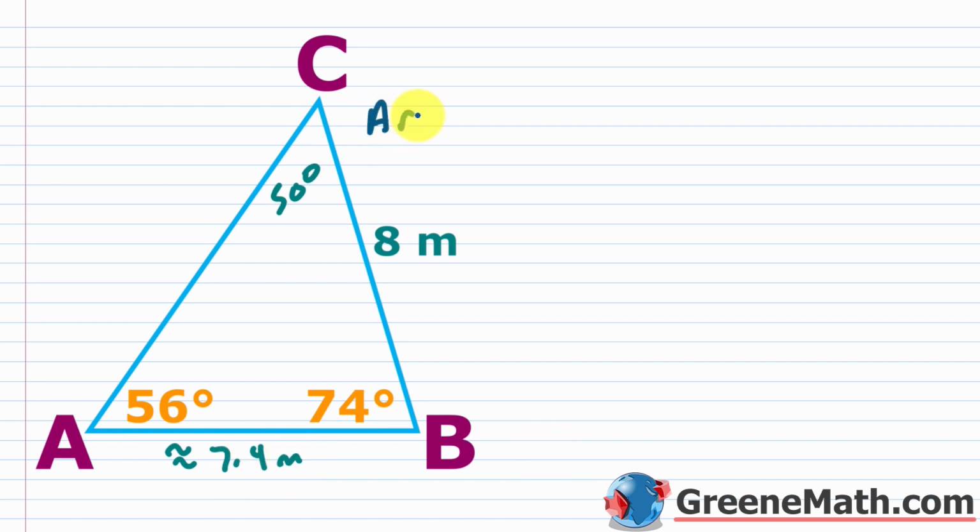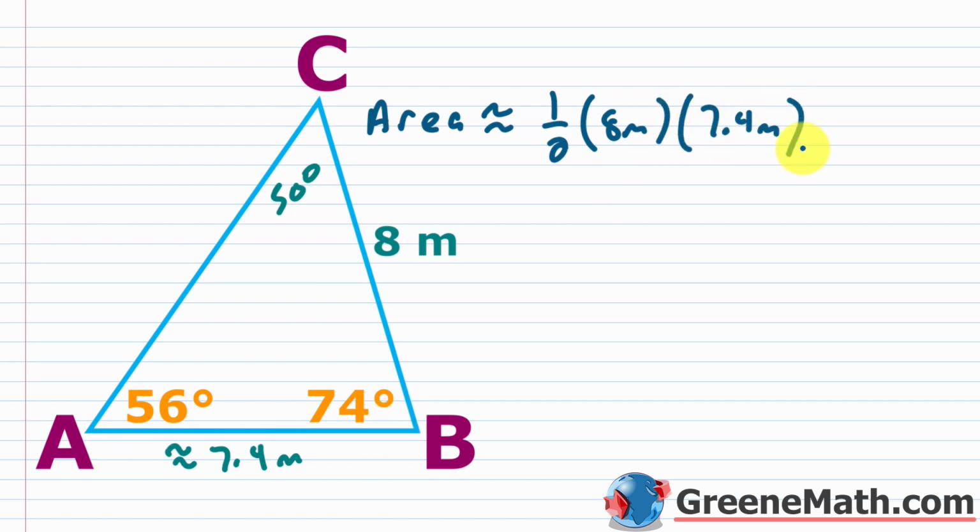So we'll say the area is approximately 1/2 times the length of this guy, which is 8 meters, times the length of this guy, which is going to be 7.4 meters, and then times the sine of that included angle. So again, we're going side, angle, side, so the sine of 74 degrees. Okay, let's punch this into the calculator, and I get about 28.5. And again, this is in terms of meters squared. So 28.5 meters squared, or you could say square meters, whatever you want to do.